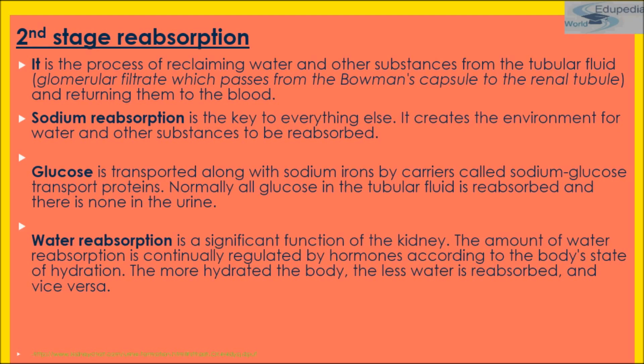The inner lining of the renal tubule is made up of columnar, cuboidal, ciliated epithelium, which has microvilli. Microvilli help to increase the surface area for reabsorption. And the cells have many mitochondria to provide energy for active absorption. So the process of reabsorption takes place by active transport, passive transport, and osmosis. Now let's see how sodium reabsorption takes place.